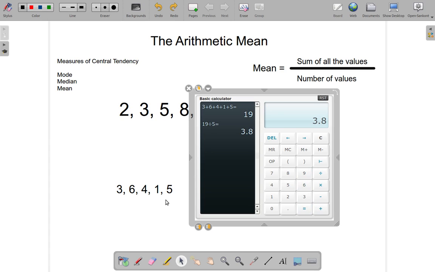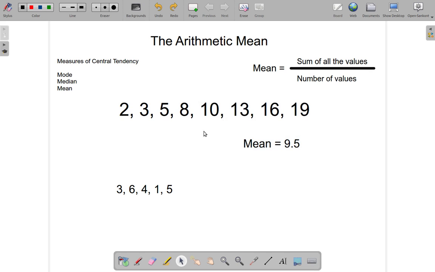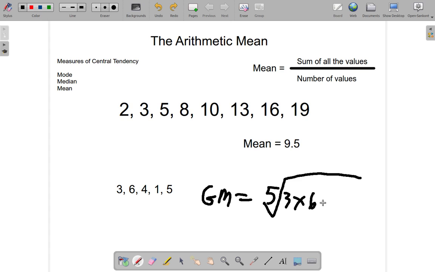That's it, arithmetic mean. There's another thing they call the geometric mean. That's why you see books, websites and so on, where they say arithmetic mean. They don't just say mean, because there's also the geometric mean. To calculate the geometric mean of this, let's say, call it GM for now, it would be the fifth root of 3 times 6 times 4 times 1 times 5.